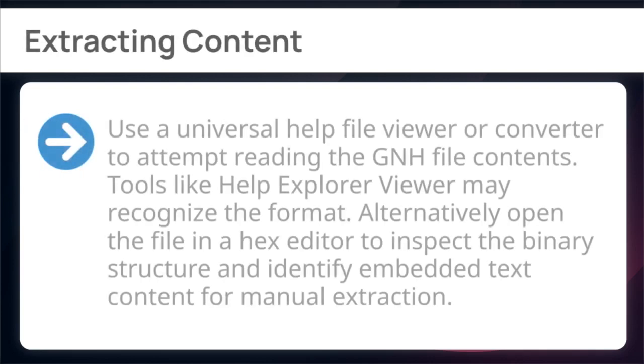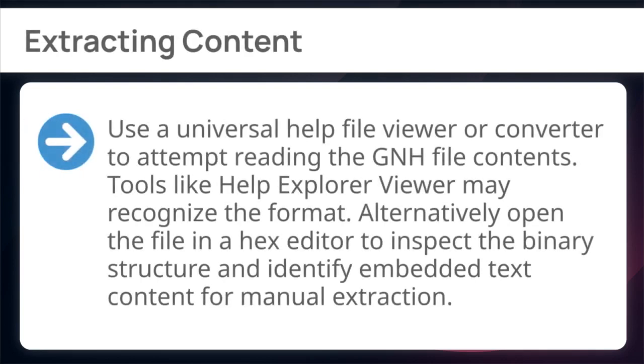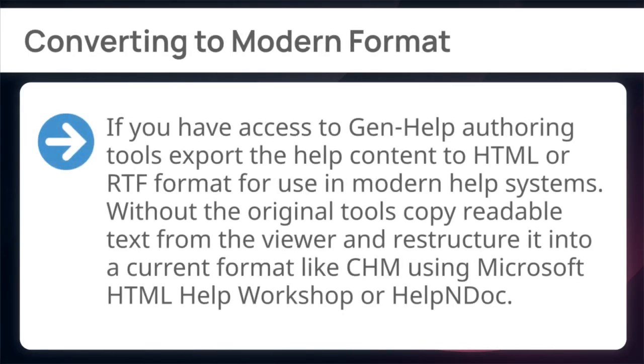Next, extracting content. Use a universal help file viewer or converter to attempt reading the GNH file contents. Tools like Help Explorer Viewer may recognize the format. Alternatively, open the file in a hex editor to inspect the binary structure and identify embedded text content for manual extraction.